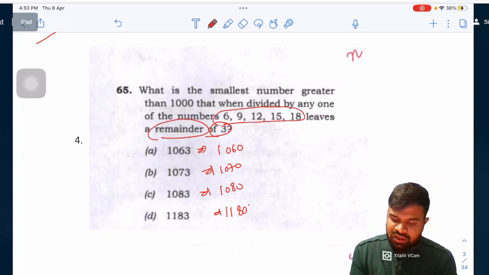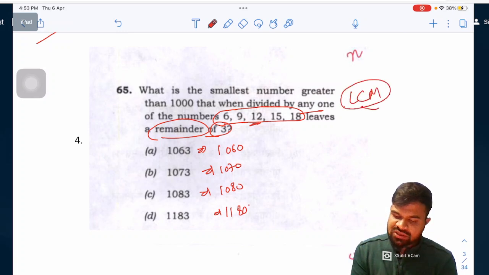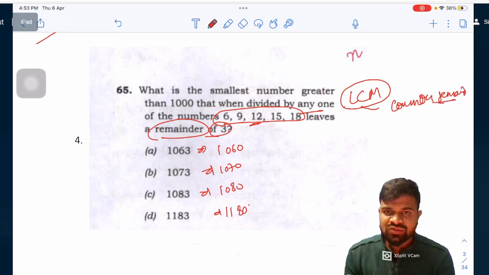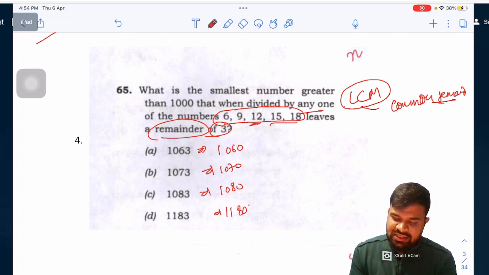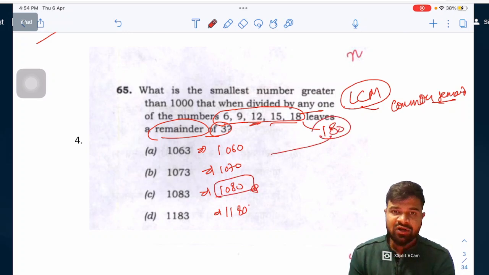Now, we can go by LCM, because this is a common remainder question. In questions of common remainder or common divisibility, we use the LCM. This common multiple should be a multiple of the LCM as well. So the LCM of all these numbers is 180, and out of all these numbers, this number is a multiple of 180. That is the first way.